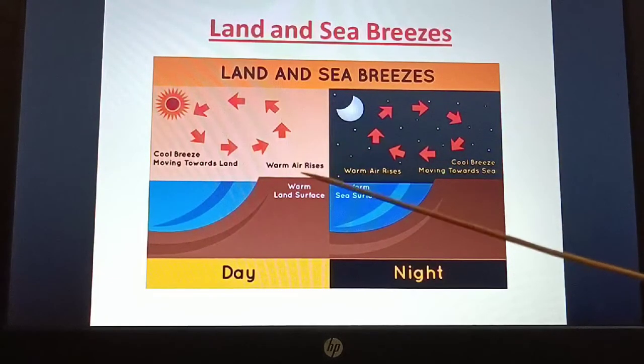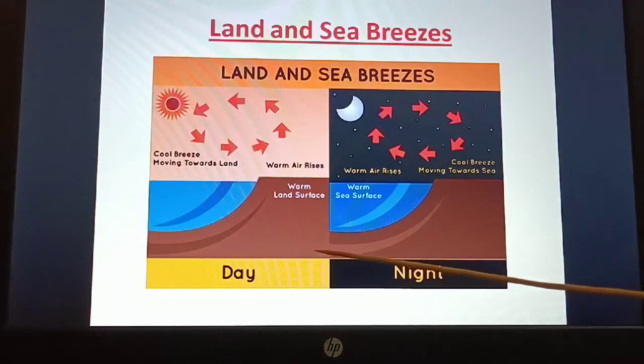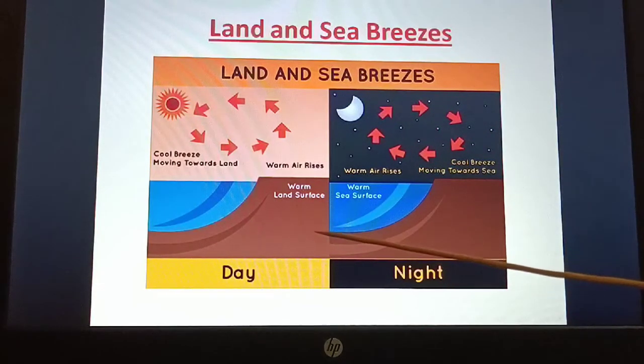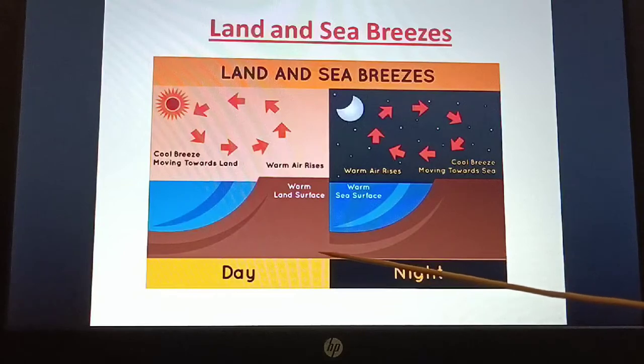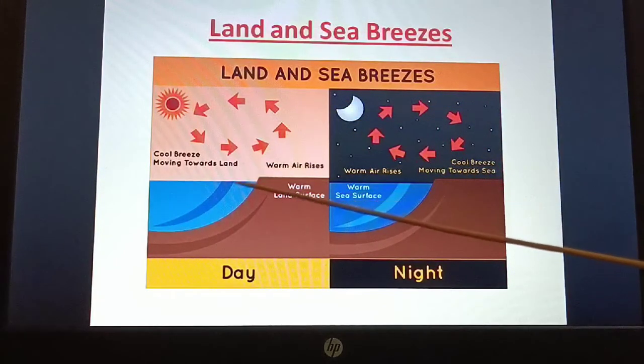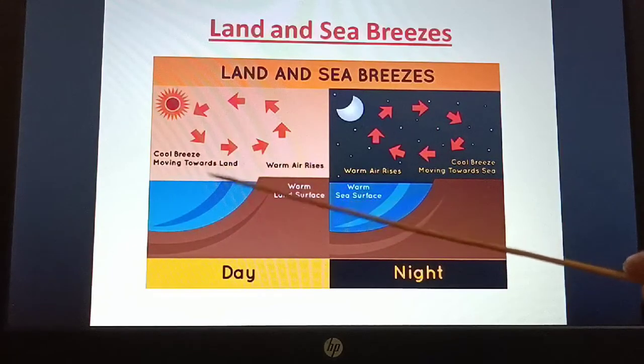So this cool breeze will start flowing inside because of the difference in pressure. The cool sea breeze flows towards the land. After that, what happens? The cool sea breeze will flow towards the land.